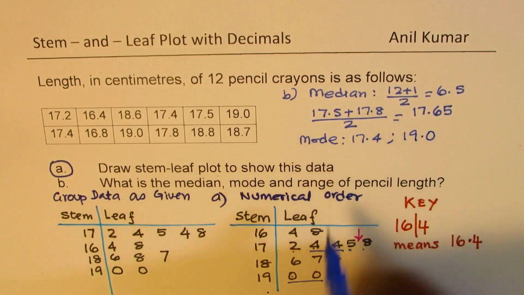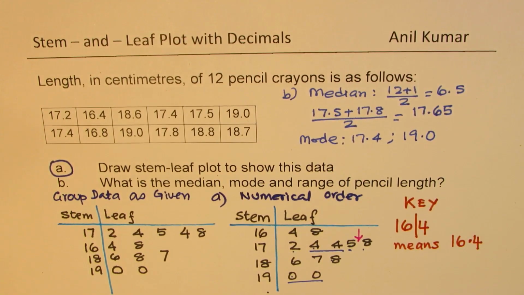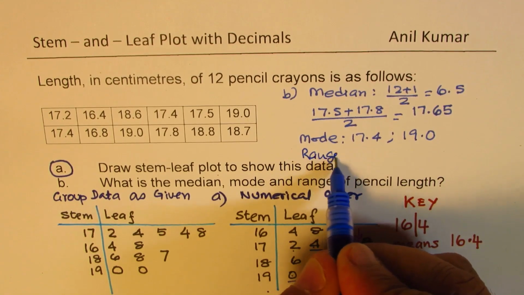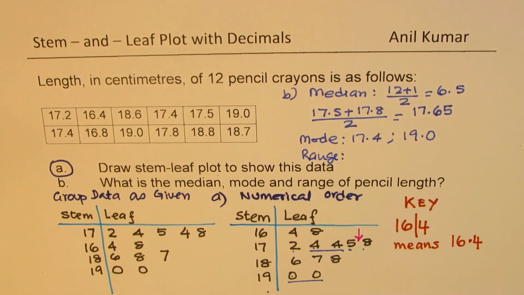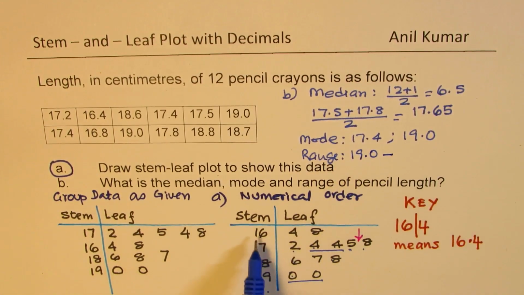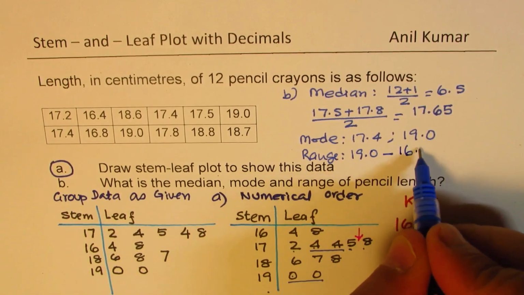So it has two modes in the given data. Perfect. The last thing here we need to find is the range. Range is the largest value minus smallest, right? So in this case, it is 19.0, which is the largest value, and the smallest value is 16.4.